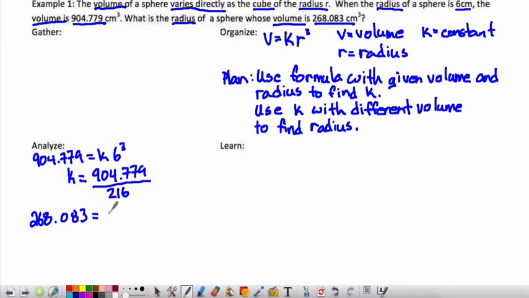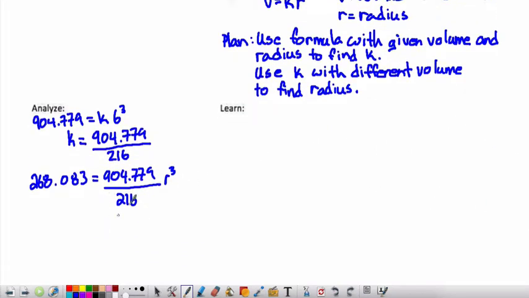And my k is right here, so 904.779 all over 216 times radius cubed. All right, I need to solve this for my radius. So I'm going to multiply both sides by the reciprocal, and then I'm going to take the cube root of that.